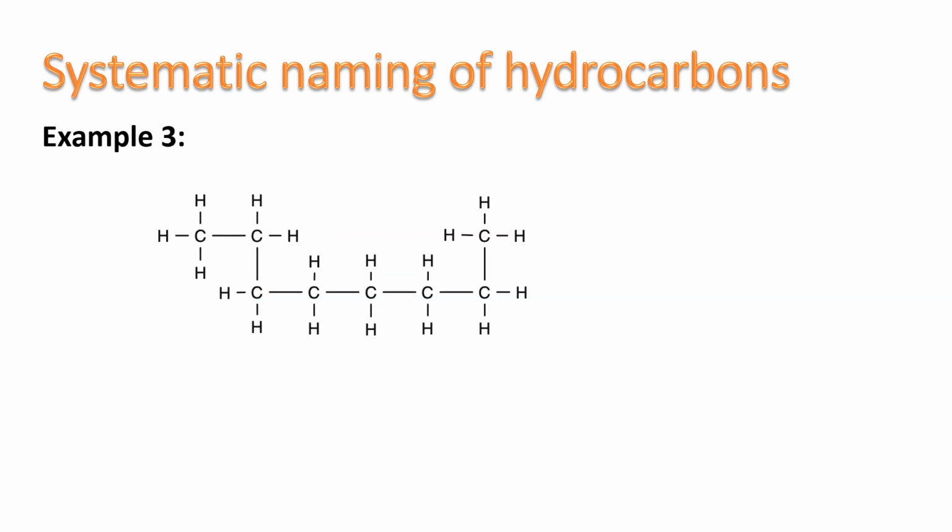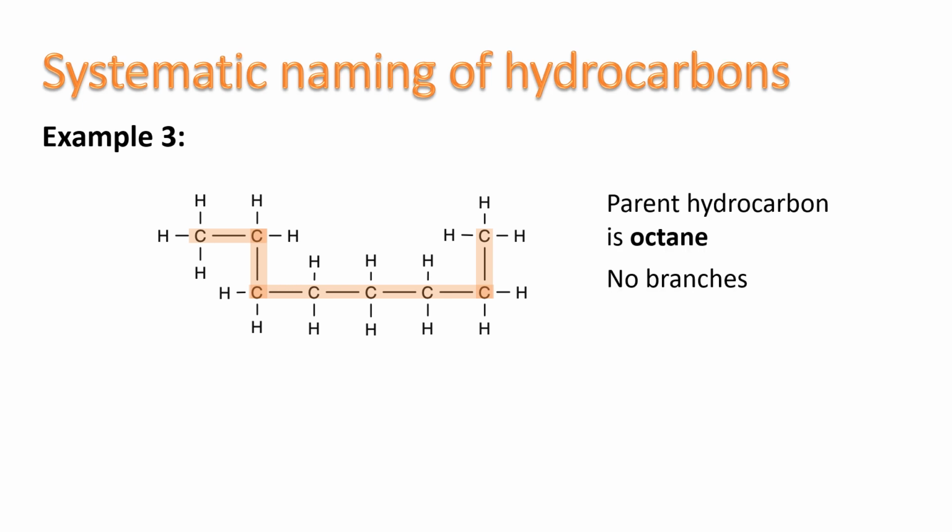Okay, example number 3. We've already identified the longest chain in this example, and we've decided that the parent hydrocarbon is octane. We can see that there are no branches at all, and so we don't need to do anything other than name this molecule octane. Because there are no branches and no functional groups, we don't need to worry about numbering the carbon chain in this example. So if we copy down that final example of systematic naming.